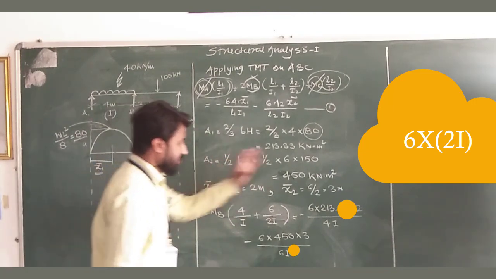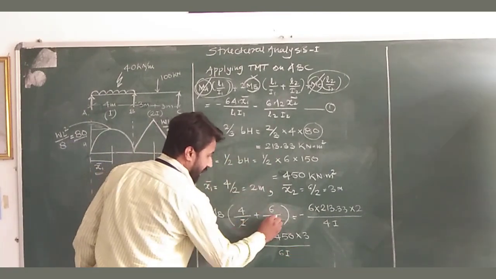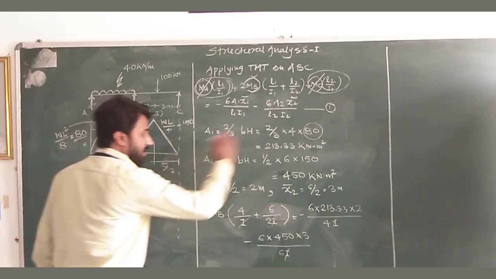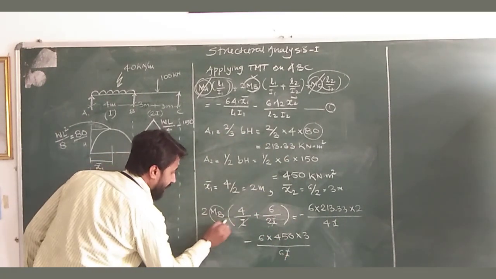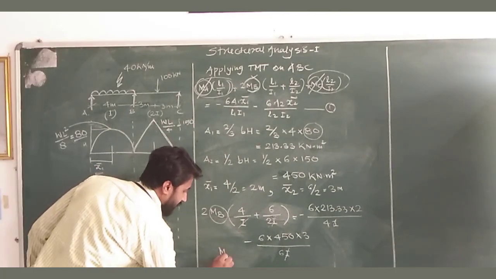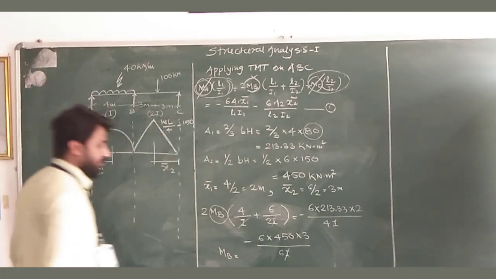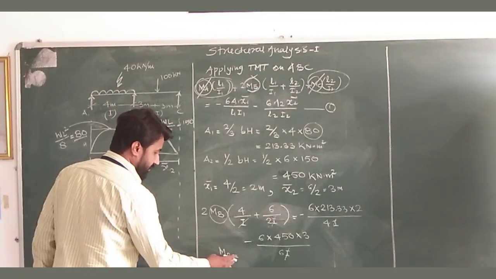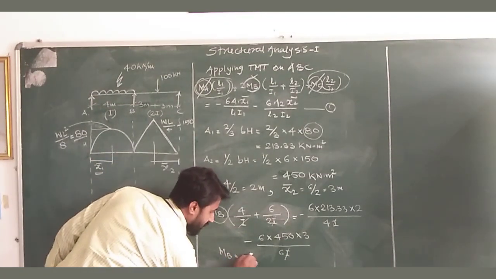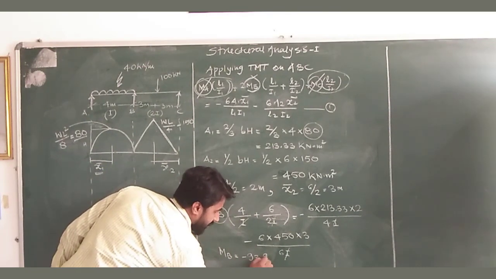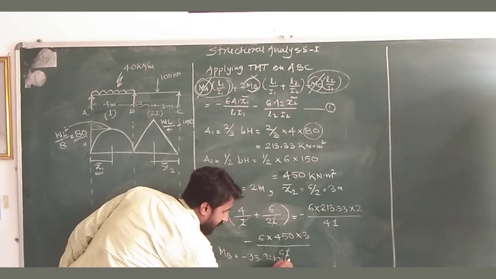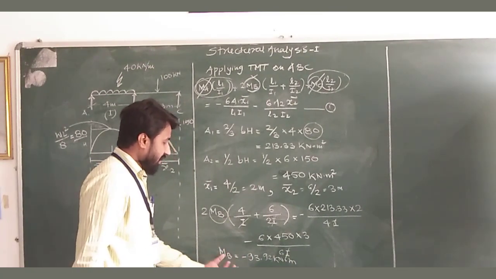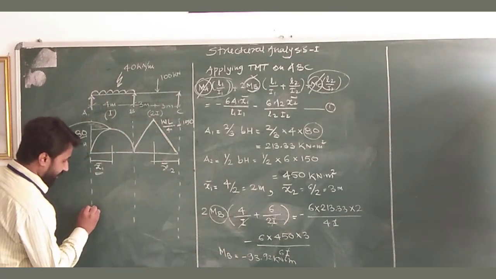If you calculate this value, this I will cancel with this I. And if you calculate all this, we will get the value of MB, which will be minus 93.92 kilonewton meter. So by taking this moment B, we have to draw the final bending moment diagram.